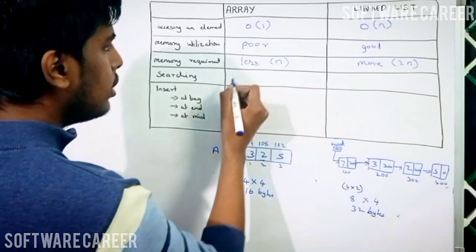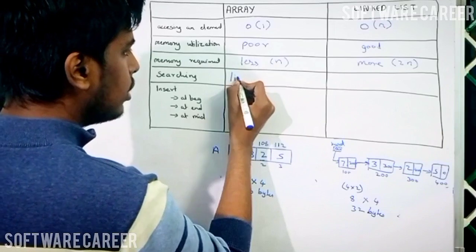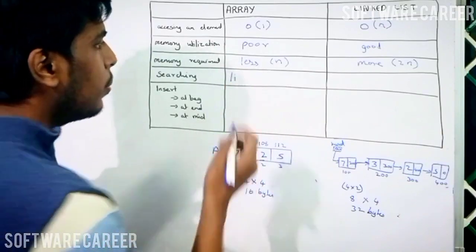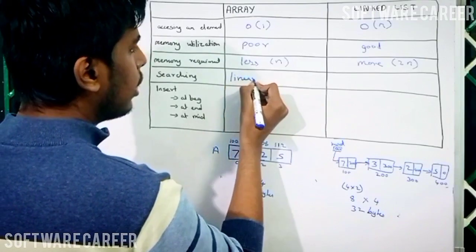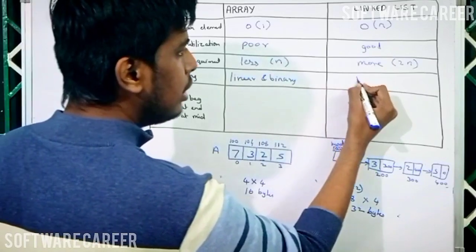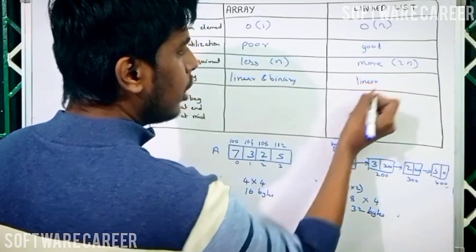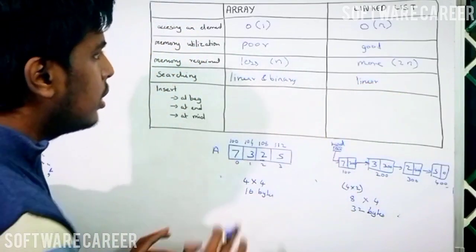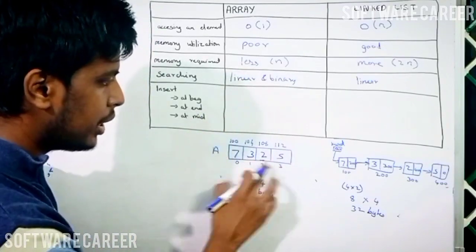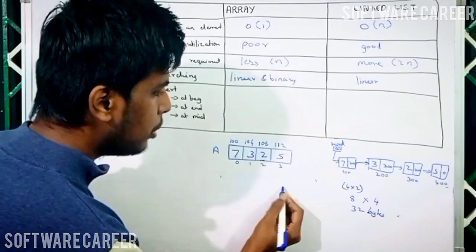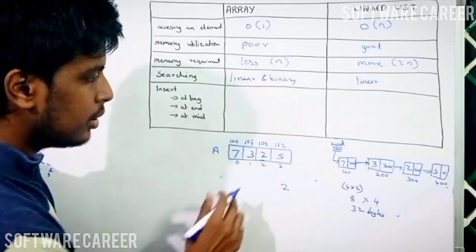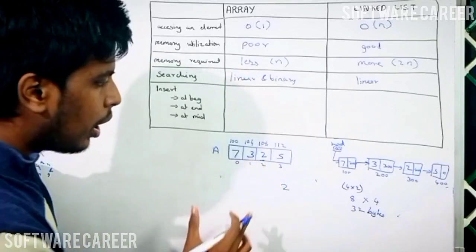Now let's say searching. See, in an array we can search; there are 2 types of searching techniques, that is linear search and binary search. Both linear and binary are possible in an array, but in a linked list only linear is possible, binary is not possible. Let's see how. What is linear search? Suppose this is an array of size 4, and you want to search for the element 2 in this array. 2 is present at the second index.